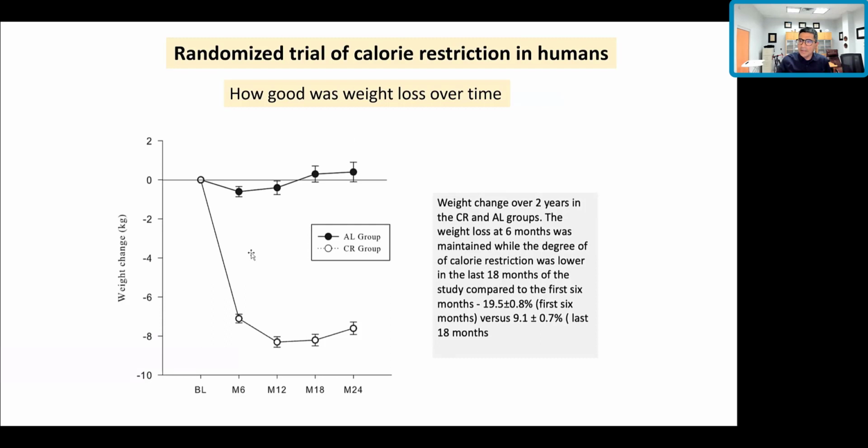What happened to their weight? This is weight loss over time. This is the unrestricted group. This is the restricted group. They lost an average of 8 kilograms. That's roughly about 20 pounds. It's impressive.